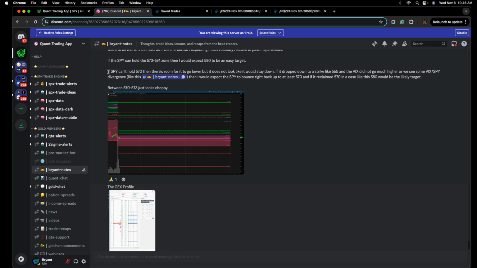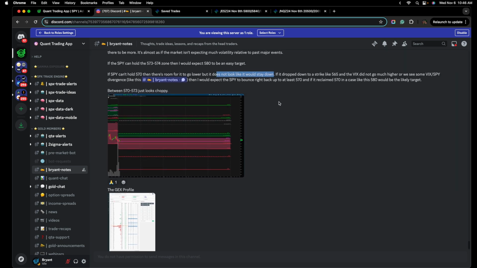So then we have, if the SPY can't hold 570, because you don't want to lean too much in one direction. You always want to ask yourself, if I'm wrong, what can happen if the market goes the opposite direction. If the SPY can't hold 570, then there's room for it to go lower, but it doesn't look like it would stay down. Again, trying to be as unbiased as possible, but it's very hard to not get excited when you have this many clues showing that the market wants to go in one particular direction.